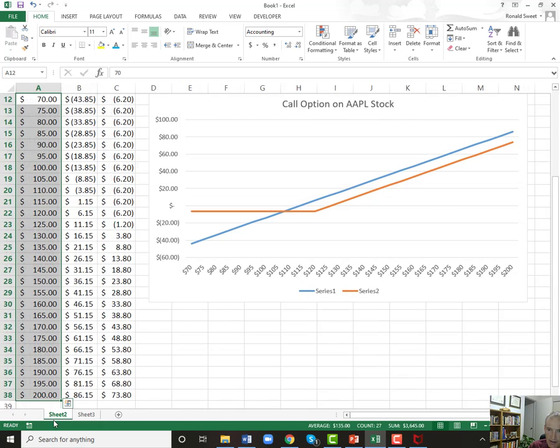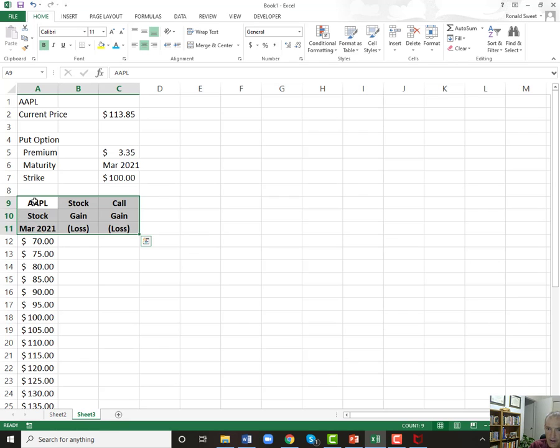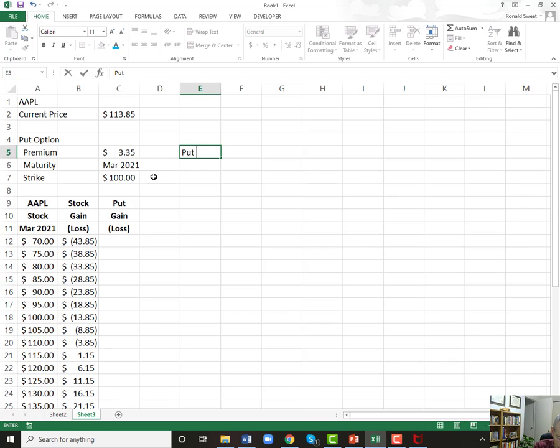So let's figure out. Let me clean these up a little bit, and then we'll copy this over. So there's the stock gain. Now we're going to do the put gain or loss. All right, the stock gain is exactly the same thing we did before, what the stock price was at expiration versus what we initially paid for it. So this column will look exactly the same. It's just a diagonal line. And then the put.